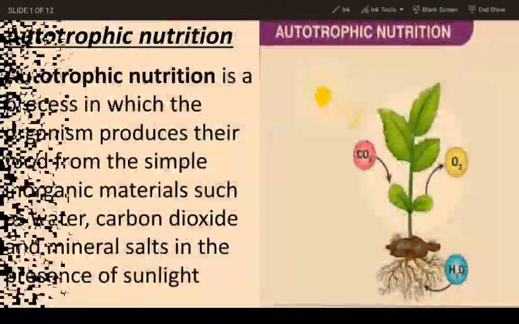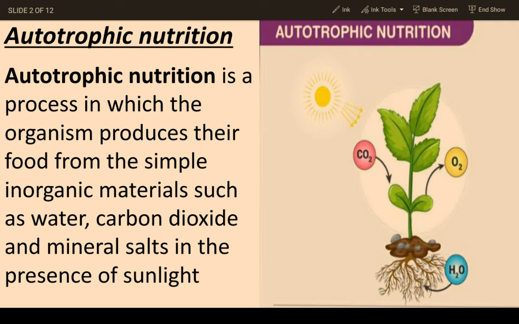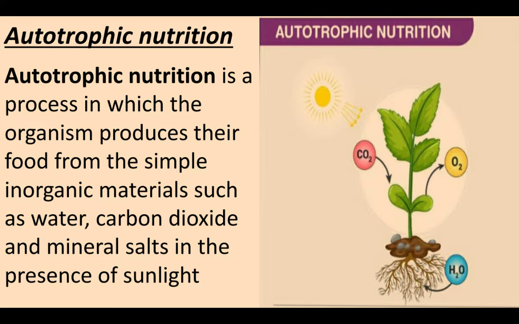First, autotrophic nutrition. Autotrophic nutrition is a process in which the organism produces its food from simple inorganic materials such as water, carbon dioxide and mineral salts in the presence of sunlight.